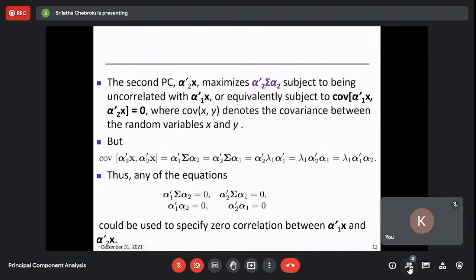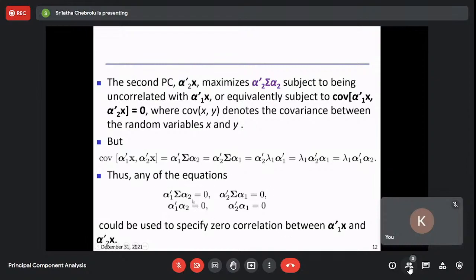This is the constraint we have, and this value will once again be alpha 1 transpose sigma alpha 2, and this sigma alpha 1 is the constraint here. Thus in any of the equations, the correlation has to be 0, right? When we make this factor 0 or this factor 0, because lambda 1 cannot be 0, this product can be 0 or this product can be 0. Either could be used to specify 0 correlation.